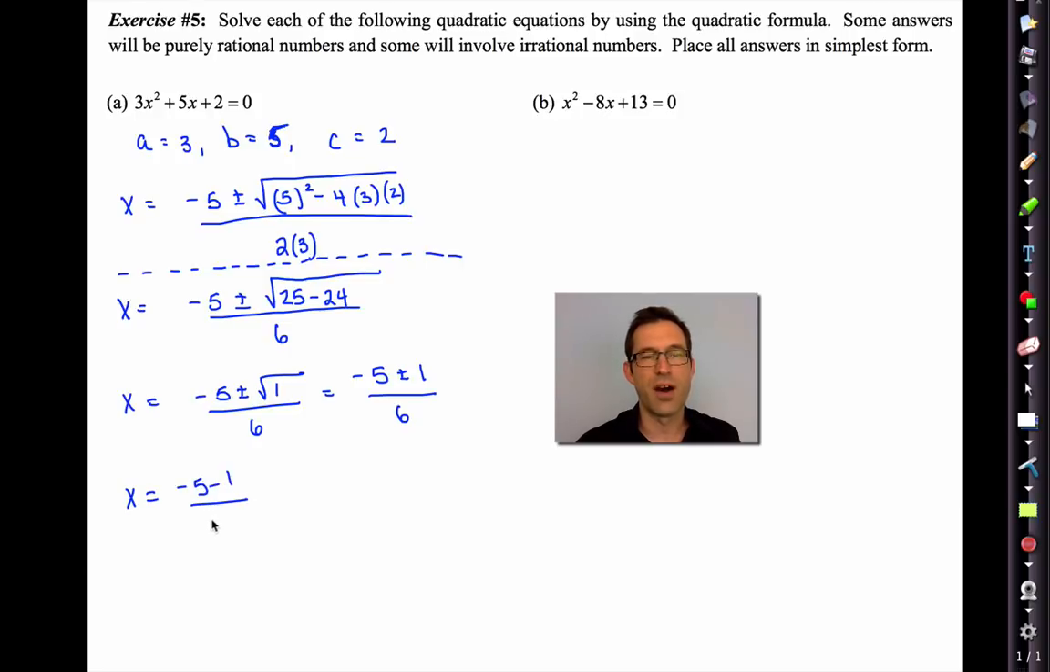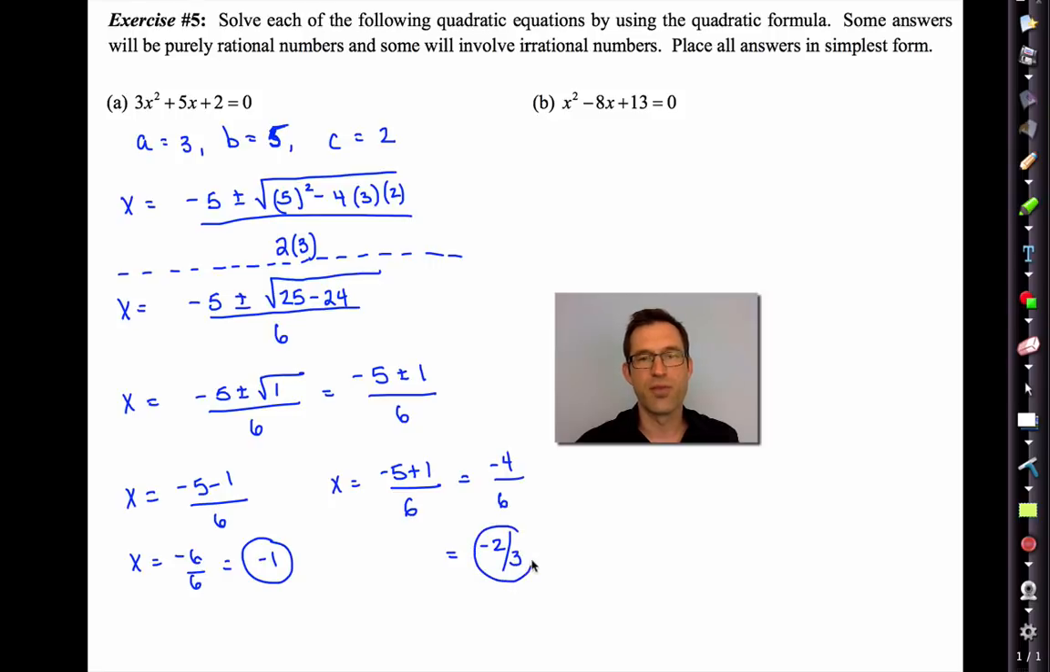So we're going to have 2 nice rational answers. One's going to be -5 minus 1 divided by 6, and one's going to be -5 plus 1 divided by 6. So that's going to be -6 divided by 6, and that's going to give me one answer of -1. And this one's going to be -4 divided by 6, so that gives me an answer of -2/3. So nice rational answers. Okay, who knows? Maybe letter B will have rational answers, maybe it'll have irrational answers.